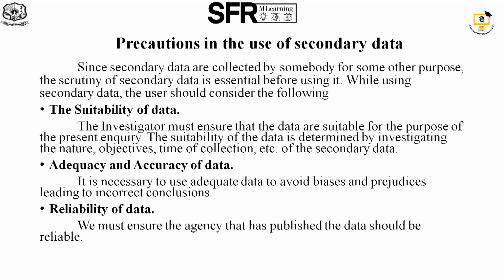Next, reliability of data. Reliability of data means whether the source we get the data from is reliable or not. We must ensure that the agency that has published the data is reliable, and then collect the secondary data.